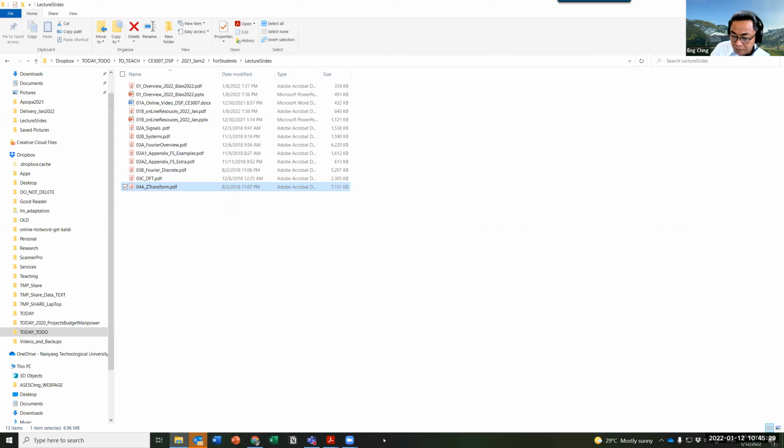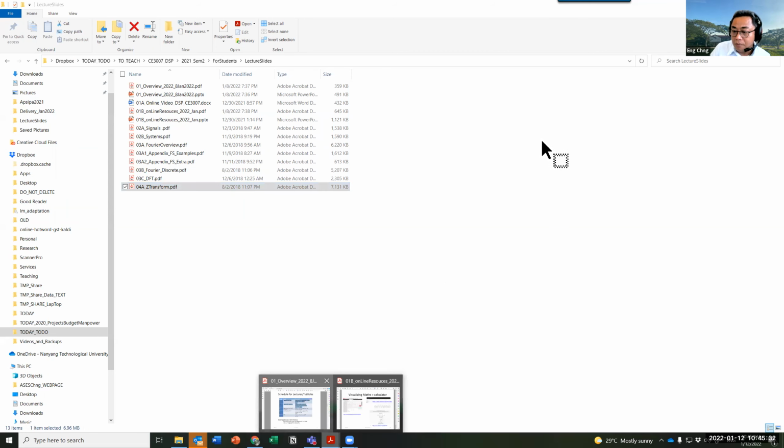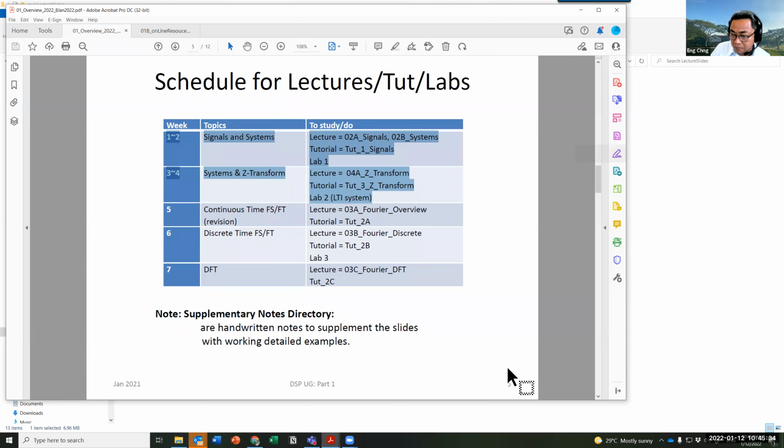All right. Now, the topics along with the topic names are here. So this is signals and systems for these guys. Z transform is a very important transform, followed by Fourier transform. Fourier transform has many realizations. One is called Fourier series, Fourier transform, discrete Fourier transform, discrete time Fourier transform. So that's why it's very confusing.